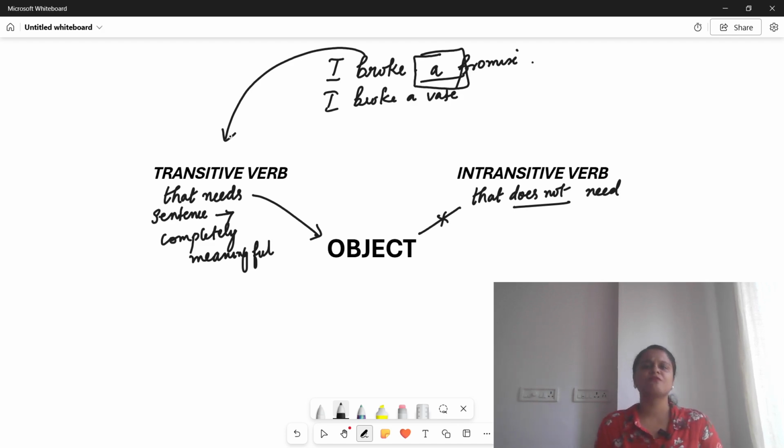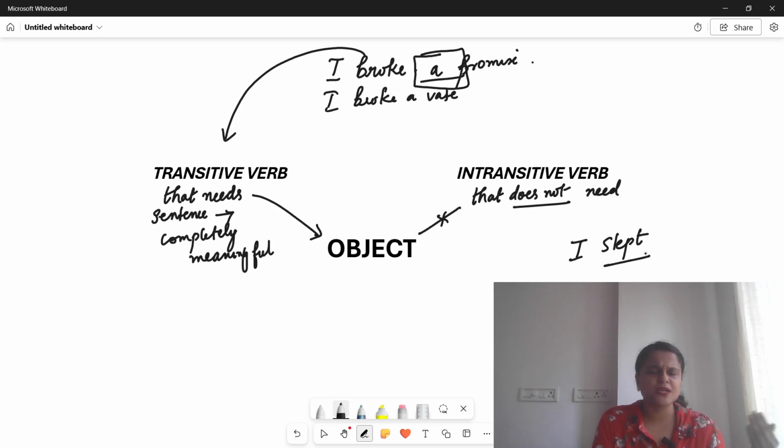Now, with an intransitive verb, if I give you a sentence, I slept peacefully. When I say I slept, the verb being sleep or slept, are you confused as to what I slept? No, right? Because the verb sleep is meaningful in itself. It does not need an object to make sense. You cannot sleep anything else. You just simply sleep, right? So in this case, the verb sleep does not need an object to make complete sense. Then such a verb is what you call an intransitive verb. And it is as simple as that.